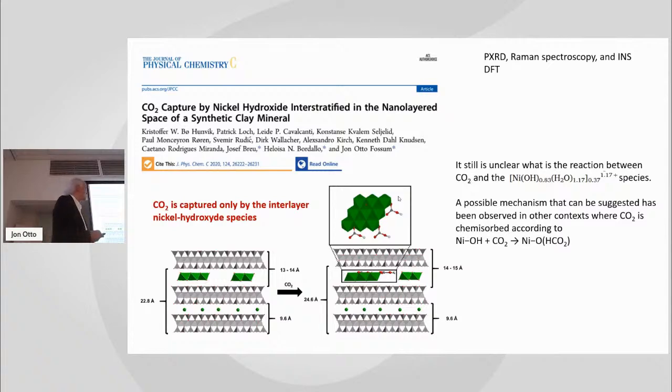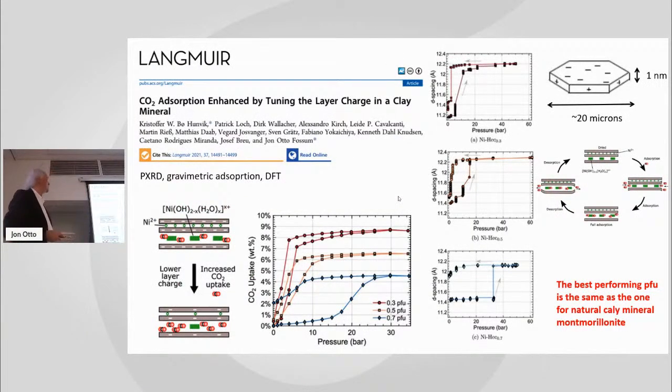Then we published another paper, which is this one, where we actually, remember, these platelets are charged. So we can prepare these layers with different charges. And the charge determines how many cations there are, because the cations compensate the charge. So if you change the surface charge on these layers, you change the number of cations that are in the interlayer. And when we do the cation exchange and make this green nickel hydroxide species here, that also changes how big they are and how far they are from one another.